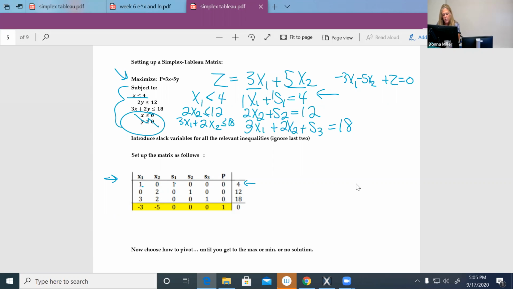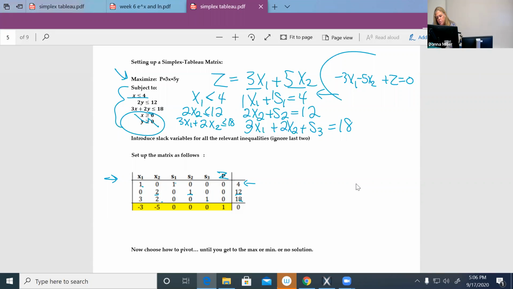And I'll label x1, x2. I've got 3 slack variables, s1, s2, s3. This is your z. You guys call it z, okay? Then you just fill it in. So the other one would be 2x2, so I put a 2 there, plus s2. So s2 should be 1, and that equals 12, right? The rest of them are zeros, okay? Third equation, 3x1 plus 2x2, and the third slack variable is 1 equals 18, right?